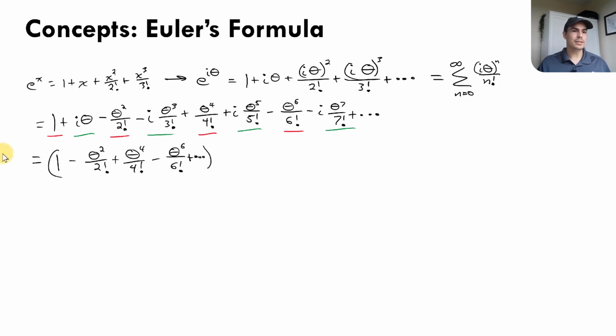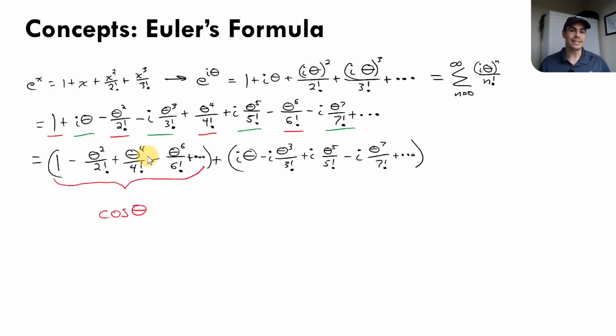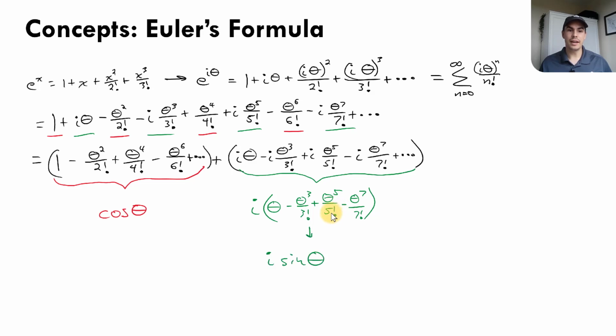So when I do this, I get 1 minus theta squared over 2 factorial plus theta to the 4th over 4 factorial, and you just keep going with this pattern. And all of my imaginary terms have a similar pattern as well. If you go back to the formulas from last slide, you'll see that what I have in this first grouping is actually the series representation for cosine theta. And over here, if I factor an i out, because all these terms have an imaginary component i, then what I'm left with in the parentheses is the series representation for sine theta.